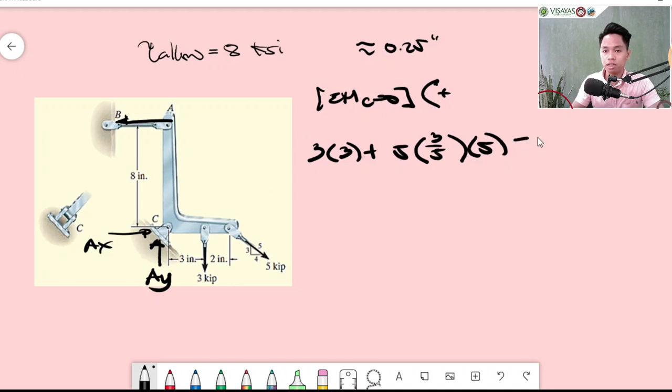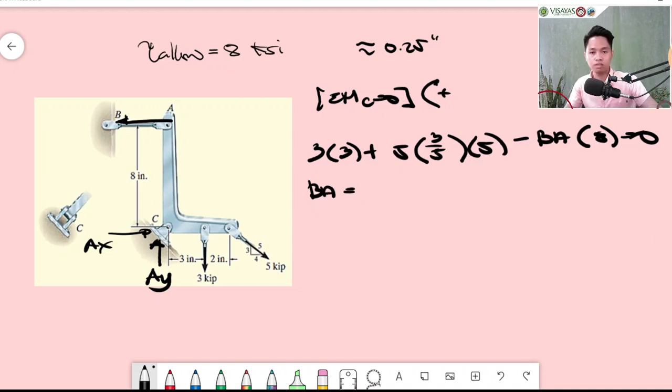Minus BA. The moment arm is 8, equal to 0. Therefore, what is the value of our BA? We have 3 times 3 plus 3 times 5, divided by 8. So, we have 3 kips. Okay. So, we have here 3 kips, and it acts here.